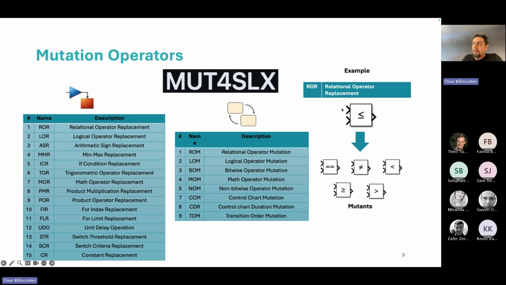For example, ROR, relational operator replacement for Simulink. In the Simulink component, as you may see over here, this component represents the less than or equal operation. And we manipulate this operator with other possible options like equal, not equal, less than, or others. And then we change the behavior of the system by manipulating this component in Simulink or Stateflow.